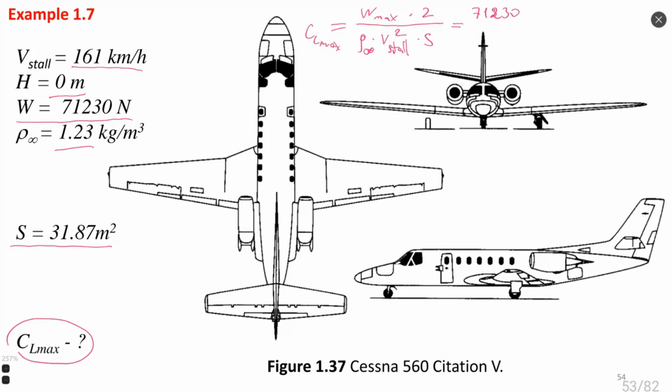71230, multiplied by 2, I will divide by 123 here and 3187. And I will transform velocity to meters per second. You know this coefficient of transformation. We just need to multiply by 1000 and divide by 3600, hours to seconds and kilometers to meters transformation. And it goes in square.